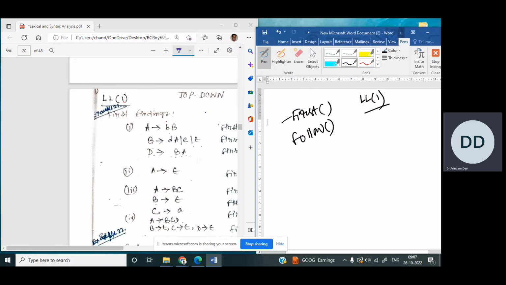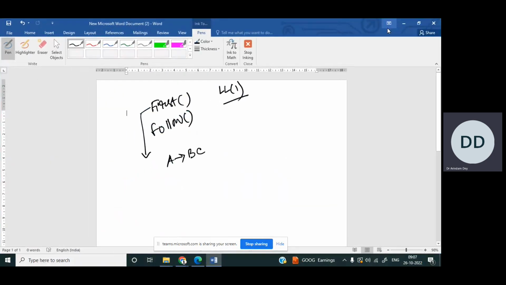What is the first function? Let's look at that function first. Let we have certain productions. Let A generate BC. In this production, you know that A, capital B, capital C, all are variables, correct?